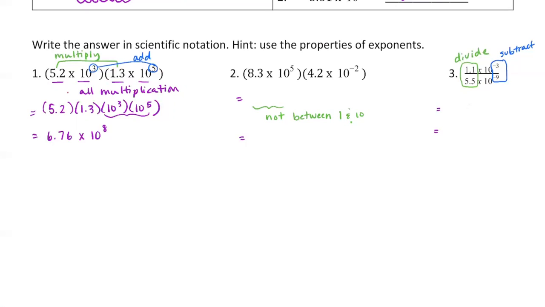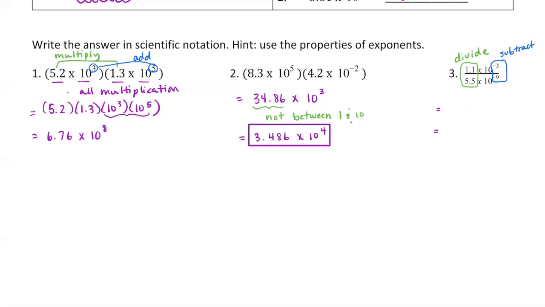Now this number is between 1 and 10, so the whole thing is fine. But in this example here, this is not going to be a number between 1 and 10. When I multiply the two numbers, it's more than 10. So I'm going to have to move the decimal another place. So let's think about this. When I make a number that's bigger smaller so it becomes between 1 and 10, I need to compensate by how many tens I'm multiplying by.